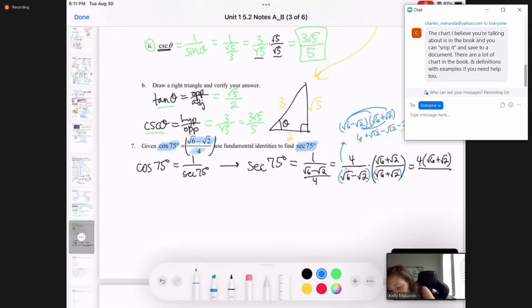So we just get 4 in the bottom. This whole thing will equal 4. And now the nice thing about this is these 4s cancel because we're simplifying even more. And so then our final answer would be, I'm rewriting the secant part, secant of 75 degrees is going to be square root of 6 plus square root of 2.